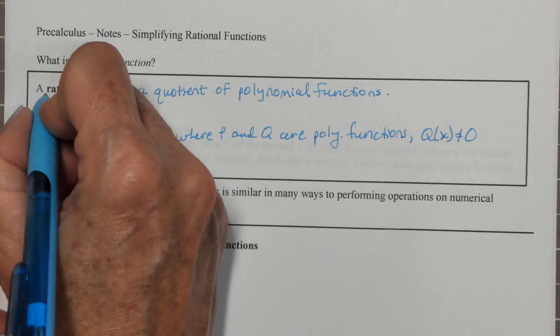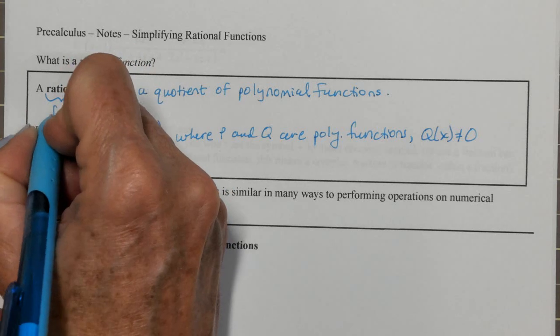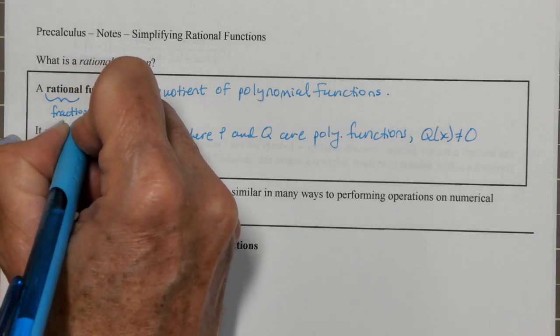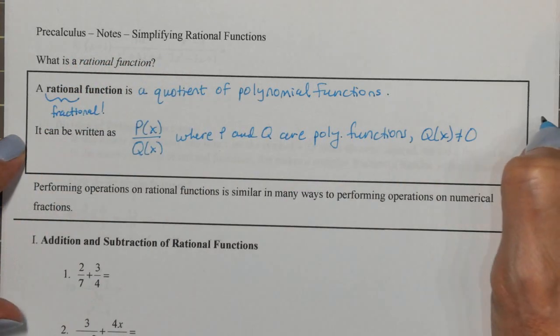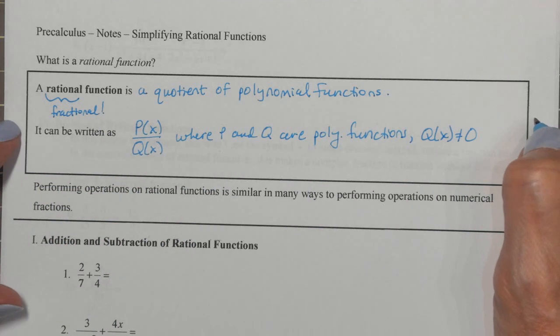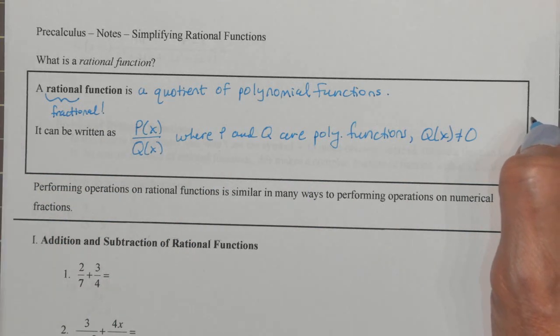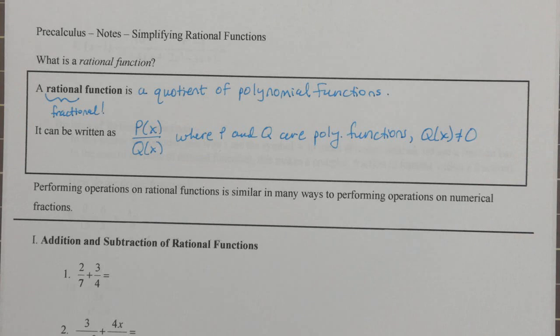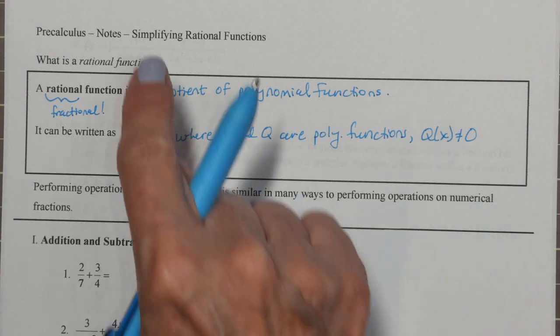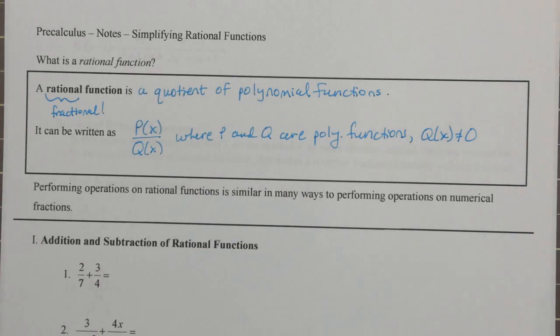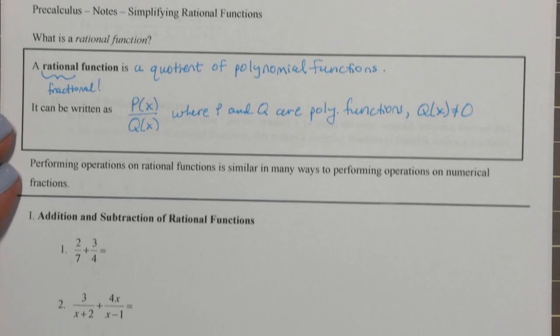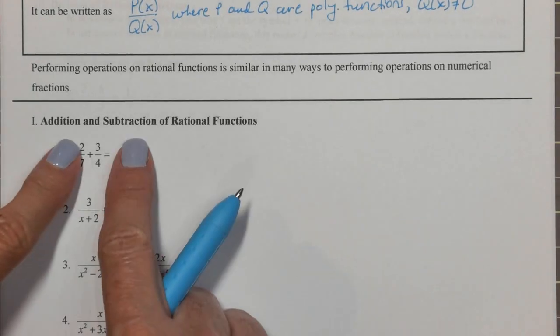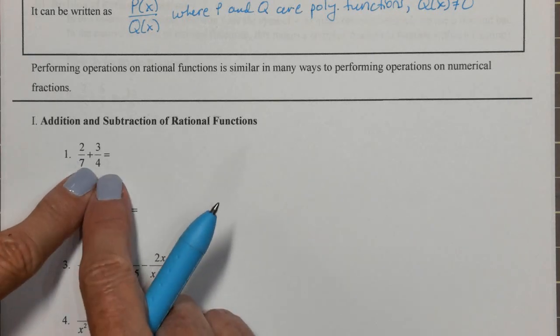When I see rational, I think fractional. They kind of rhyme. Well, they do rhyme. Rational, fractional. So know that. All right. When we simplify or perform operations on rational functions, it's very similar to operations that we perform on numerical fractions. So let's talk about addition and subtraction of rational functions.